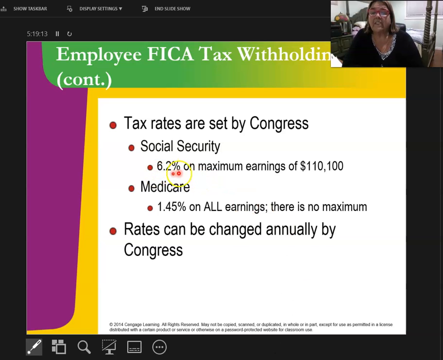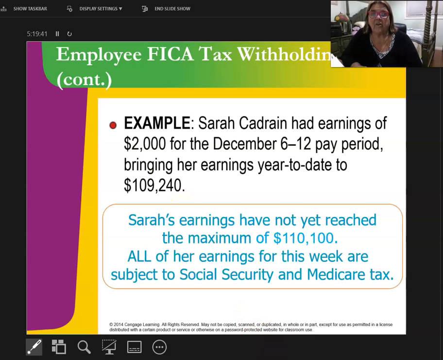Social Security is 6.2% on all earnings up to this. Right now for 2020, the actual amount is about $140,000, because every year it goes up. And Medicare is 1.45% on all earnings, and there is no maximum. So only Congress can actually change this. So we're going to take these percents times the gross pay to figure out Social Security and Medicare.